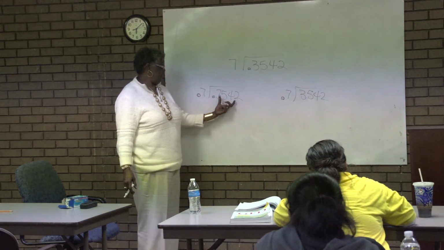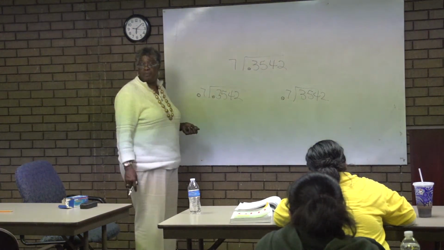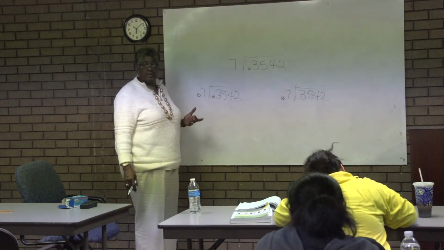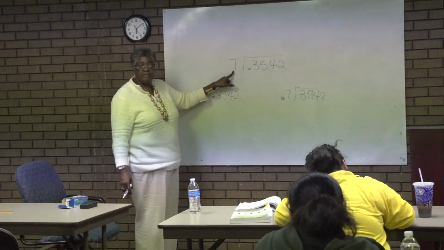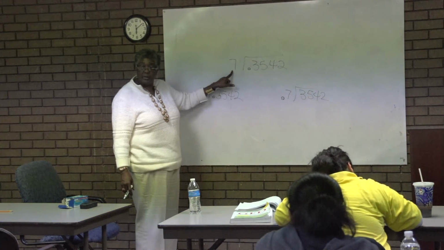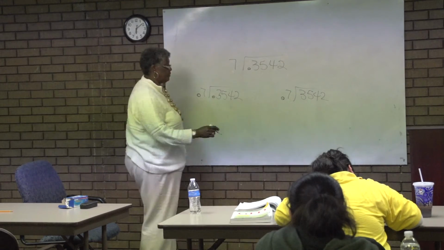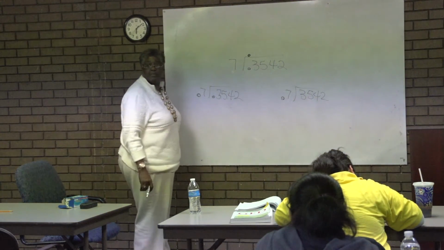Or you may have this much and you want to divide it by 70 cents. You don't know what the problem might be. You have to be able to solve it. And the rule says if there is no decimal in the divisor, that's the number that you are dividing by. If there is no decimal here, just take the decimal in here, move it straight up. Then you don't have to worry about it anymore.